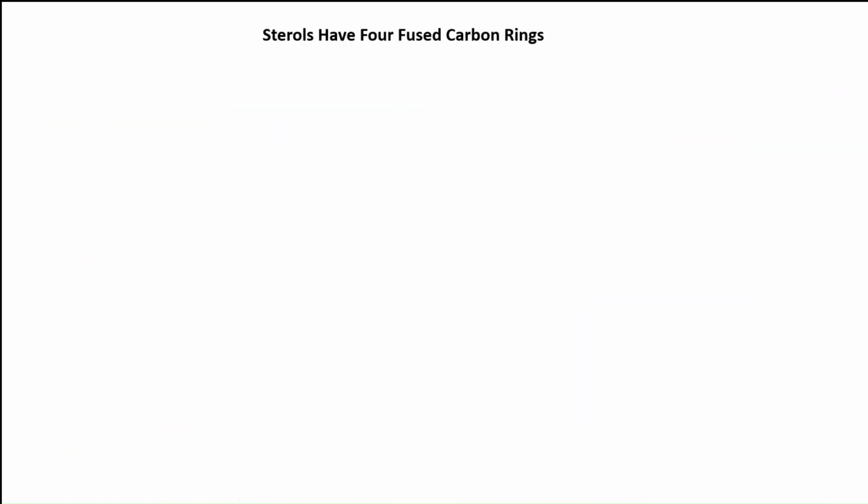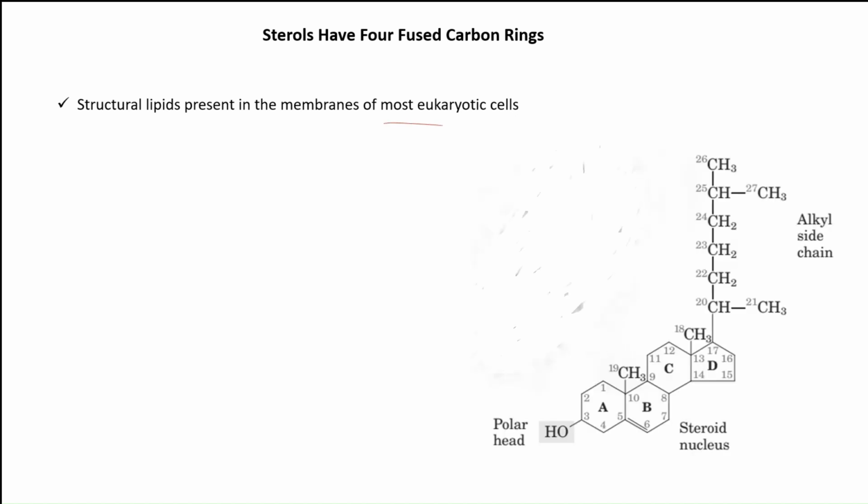Now sterols. They have 4 fused carbon rings. They are the structural lipids present in the membranes of most eukaryotic cells. So what does it contain? It contains a steroid nucleus. These are 4 fused isoprene rings, a polar head, with the 17th position connected with a long alkyl side chain, and these are hydrophobic in nature.